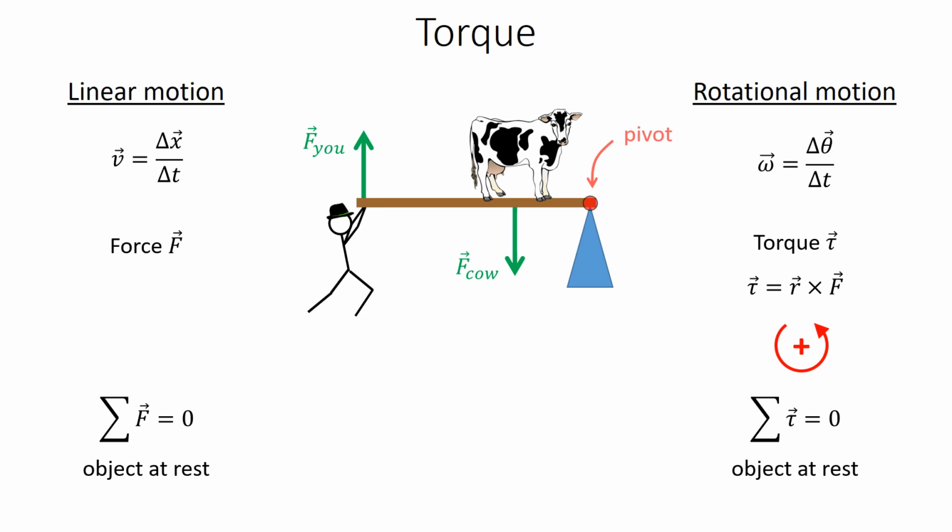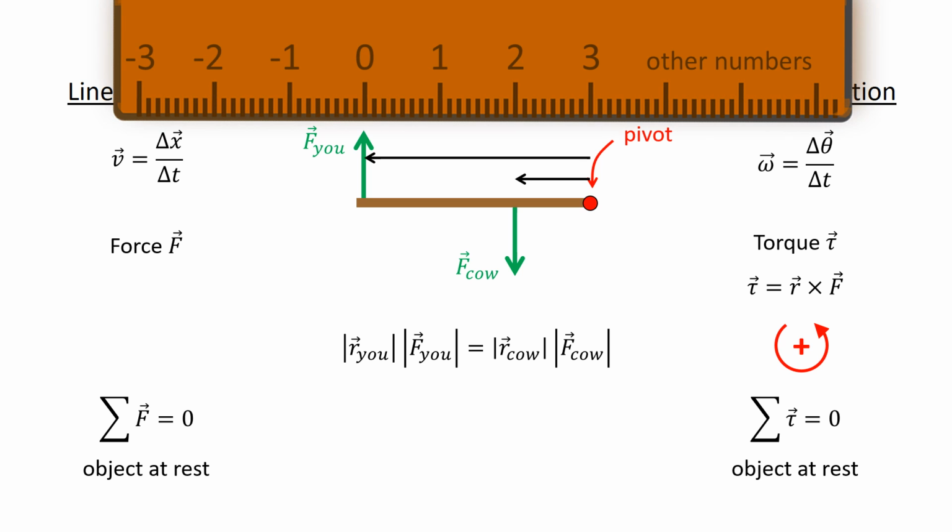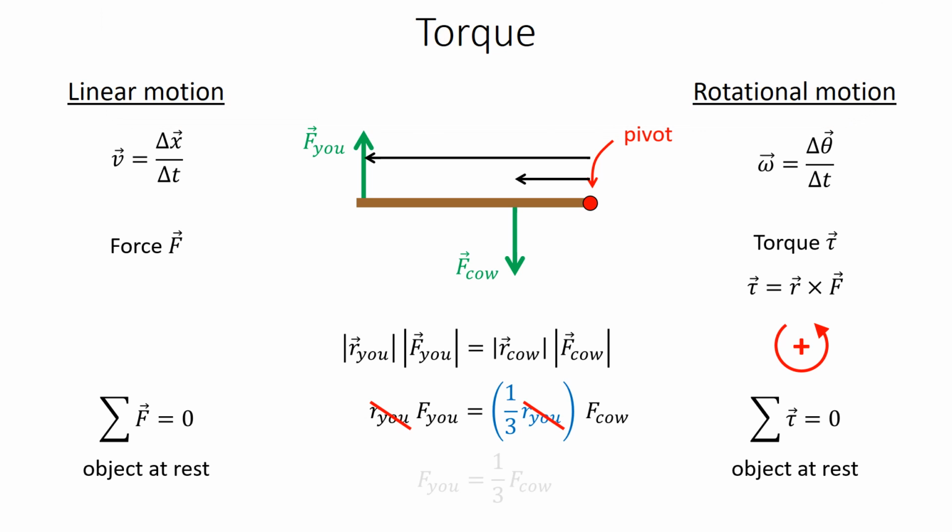We can imagine a pivot point at the right end and use this to calculate the two torques. The magnitude of these torques must be equal, which means that we can say something about the two forces based on what we know about the distances. Since your force is 3 times further from the pivot point, you must only have to apply 1/3 of the force in order to generate the same torque.